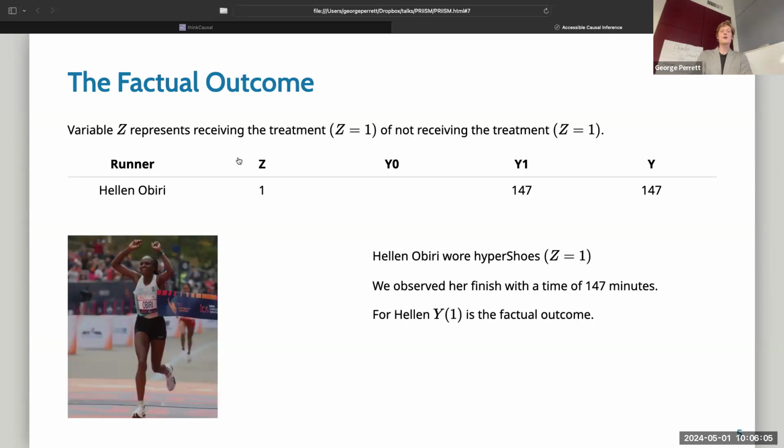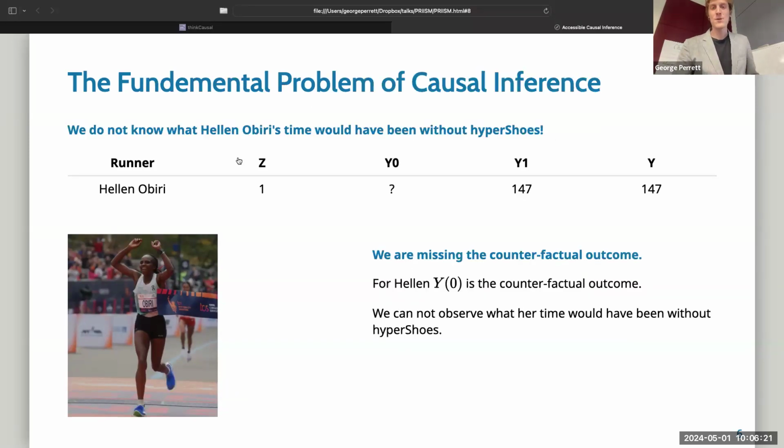Now, it's easy for us to know how fast Helen ran with the shoes because we directly observed this. She ran the marathon in 2023. We see that she's wearing Hyper shoes, and we record her time of 147 minutes, which is remarkably fast. Now, some of you may be thinking, there's an obvious problem here. We actually have no way of knowing how fast Helen would have run without the Hyper shoes. We didn't see this, and so we don't know. This problem is so large, it's called the fundamental problem of causal inference. We cannot observe what her time would have been without the Hyper shoes.